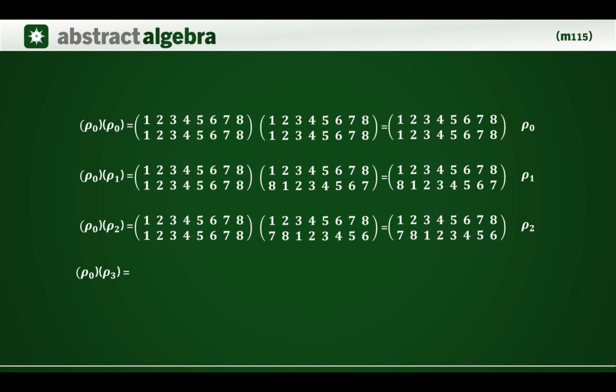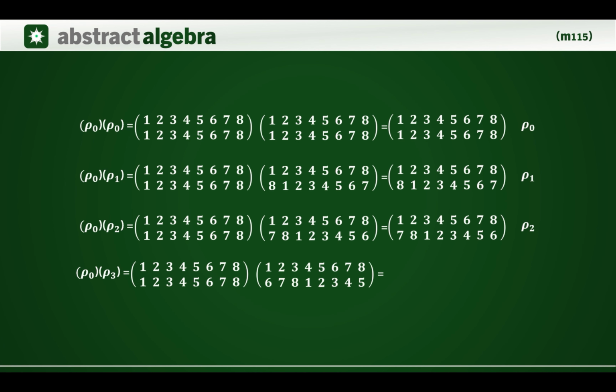Next, we are going to find the composition of rho sub 0 to rho sub 3. So this is the rho sub 0 and this is the rho sub 3. Then this is the result. So we are going to map 1 to 6, then find the 6 here. So 6 maps to 6, therefore 1 maps to 6. So 2 maps to 7. We are going to find the 7 here. So 7 maps to 7, therefore 2 maps to 7.